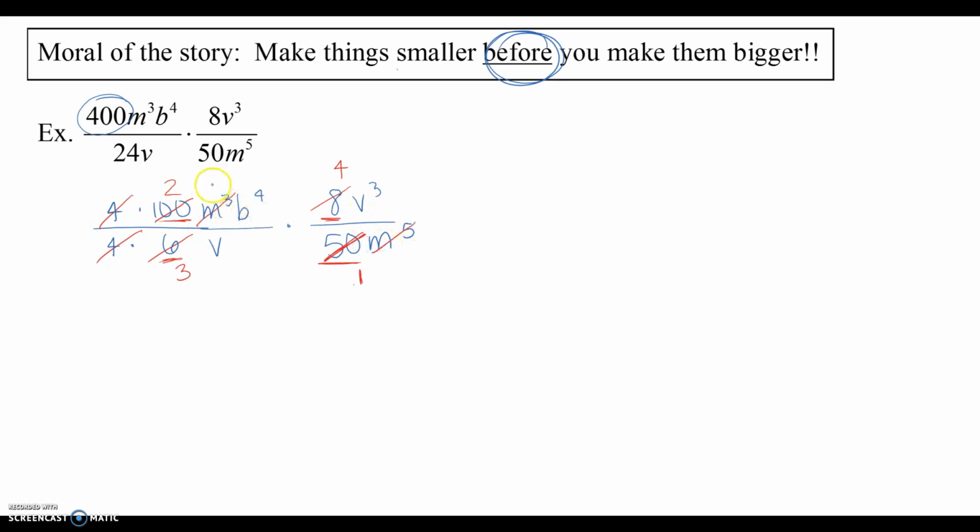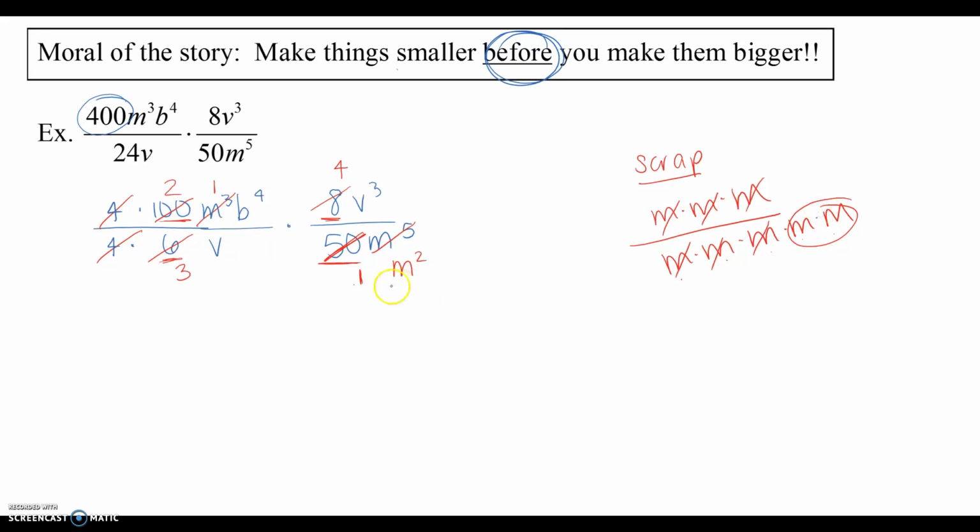So this is just going to be 1. And m to the 5th becomes m squared. Another way, here's some scrap work if you need to think about it, would be m times m times m, if you forget this from Algebra 1, over m times m times m times m times m. Do I have 5? 1, 2, 3, 4, 5. So m divided by m is 1. These cancel, and you're left with m squared. So that's why this is happening.